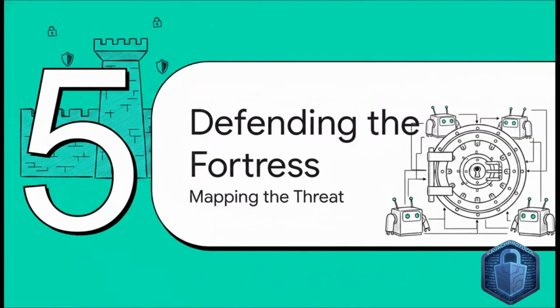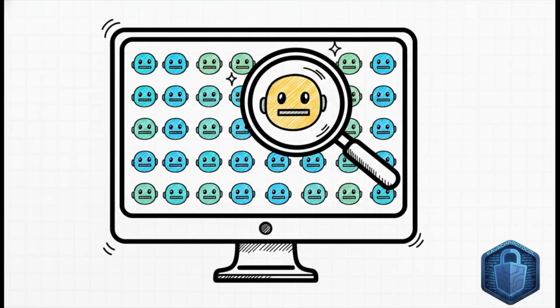Section 5. Defending the Fortress. Understanding this architecture isn't just about passing a certification exam. It is literally the only way to accurately map an organization's threat model. You absolutely have to know where the automated guards are and where the vault doors are in order to defend them. So I want to leave you with an immediate practical takeaway today.